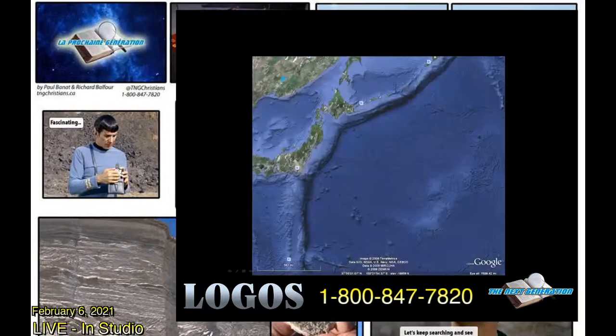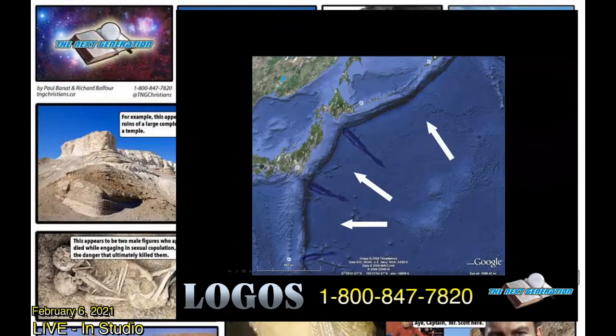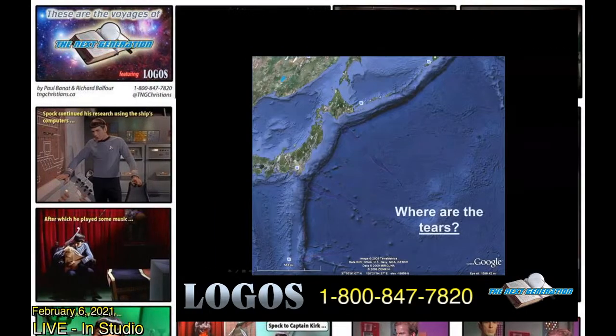Consider the arc cusp trenches east of Japan. If the oceanic plate is diving down, then it has to be diving in several directions at once. Likewise, there should be rifts or valleys indicating the plate is tearing apart as it separates. Yet again, the topography on the seafloor shows no evidence of this movement of the plate in different directions.